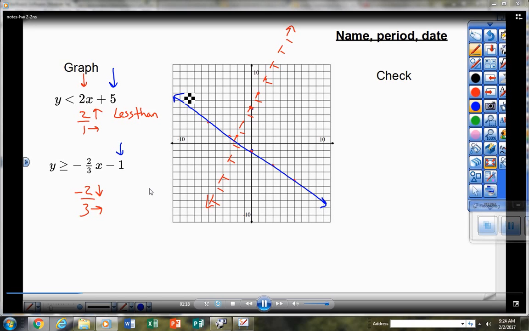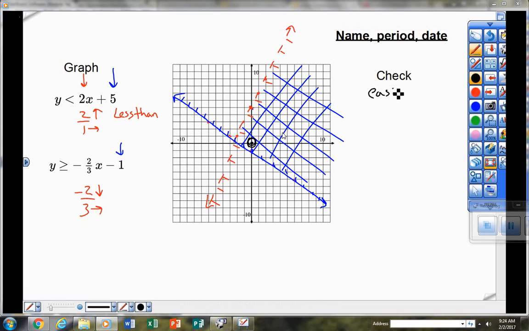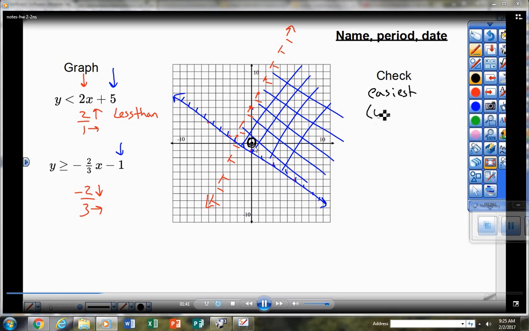Excuse me. And then I can see that of the 4 parts that those 2 lines make, only this part has the shading areas overlap. So I'm going to shade that in. Now I'm going to choose any point in this shaded zone to prove that that is the solution to both inequalities. A nice easy one, of course, is the origin, 0, 0. Plugging in 0 for x, 0 for y is always the easiest way to go.